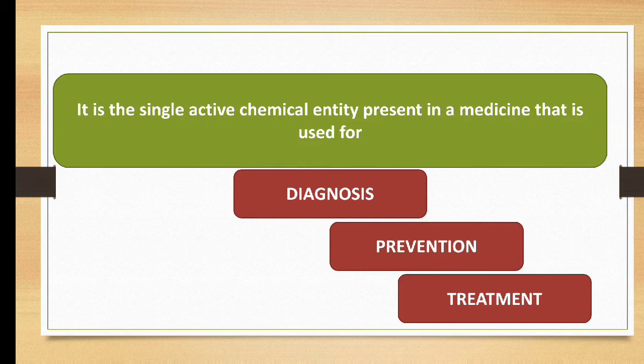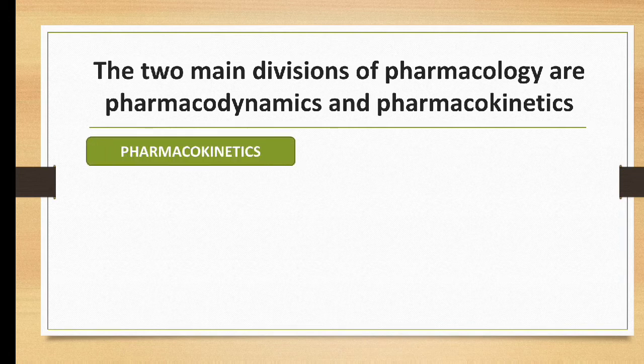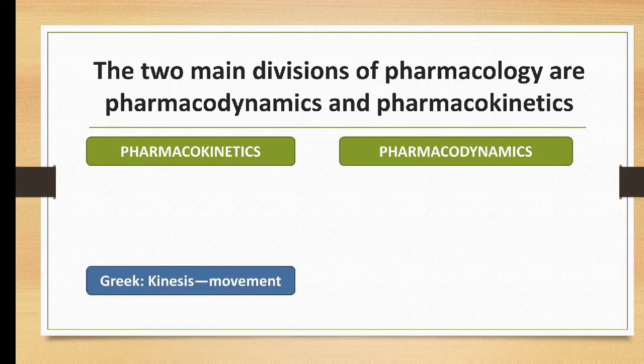And lastly, drugs are used in the treatment. So this is a straightforward use of a drug. Next, there are two main divisions of pharmacology. They are pharmacokinetics and pharmacodynamics. So these are the two important pillars of pharmacology.